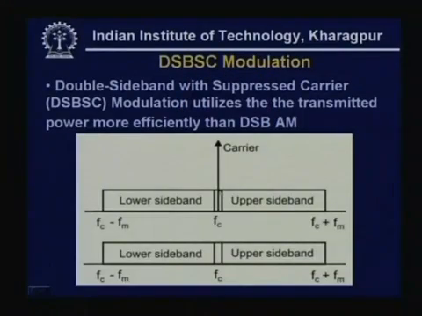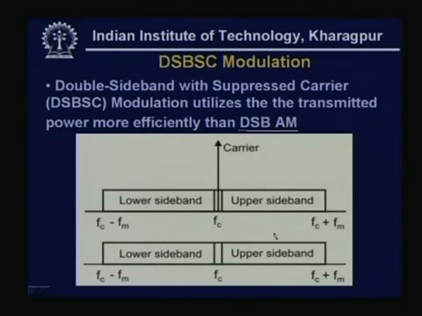So, this has led to two different types of modulation. One is double sideband suppressed carrier modulation. This utilizes the transmitted power more efficiently than double sideband AM transmission. The normal transmission is known as DSB AM, where we are transmitting both the sidebands as well as the carrier.